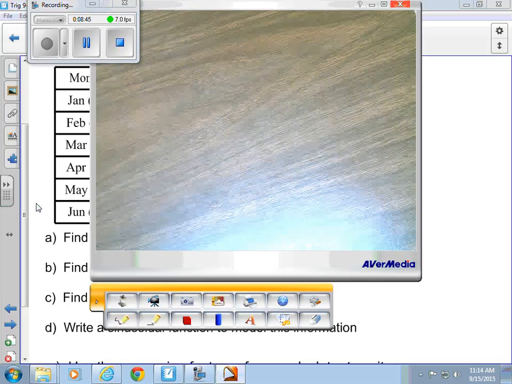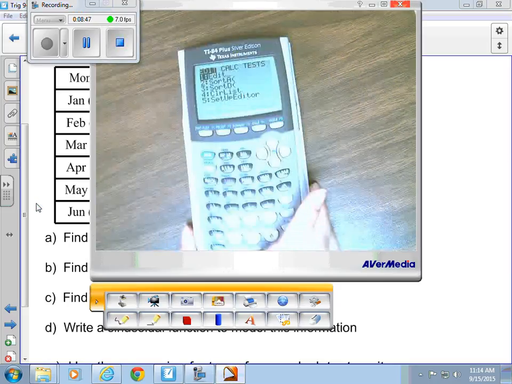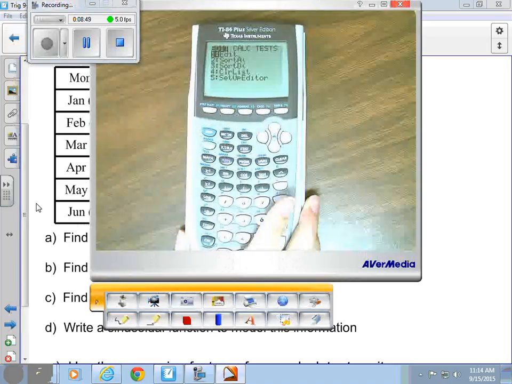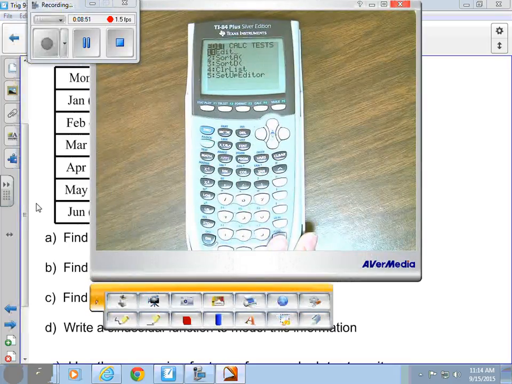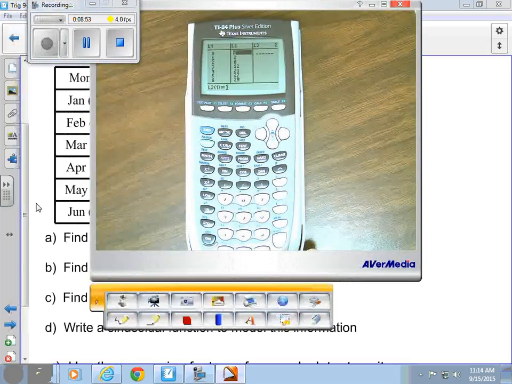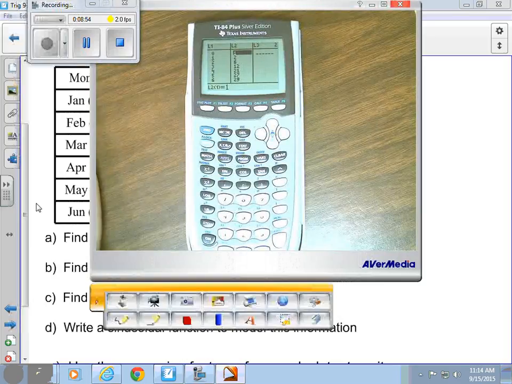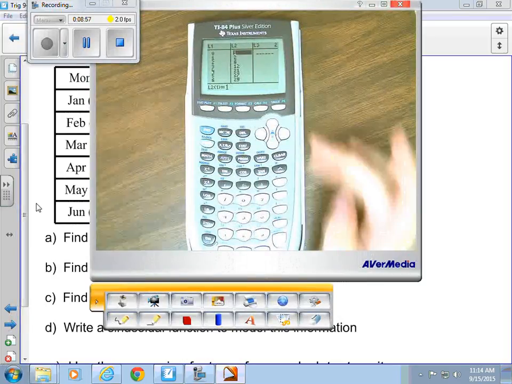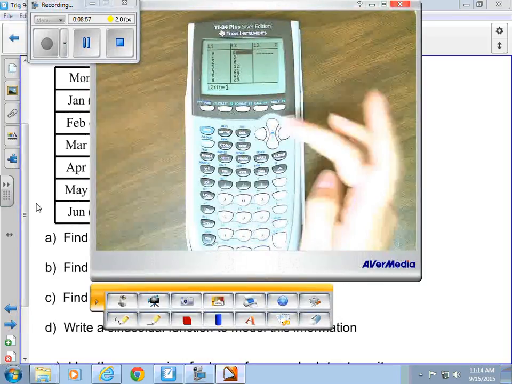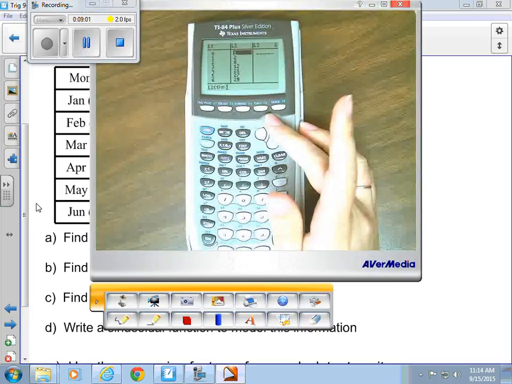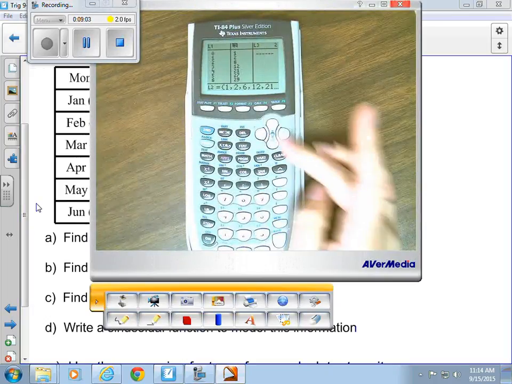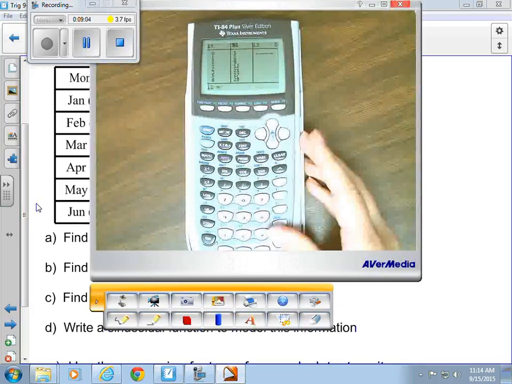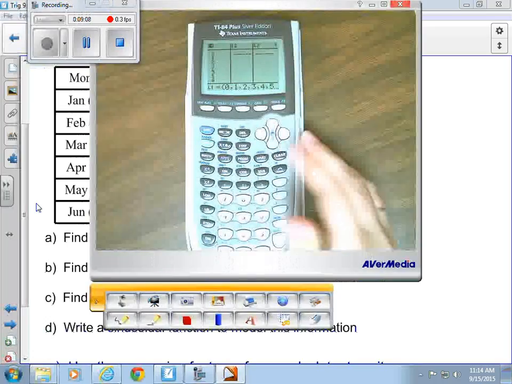In your calculator, push the Stat button, and then push Edit, which brings up your list. Go up to your L2. Be very careful when you do this and listen very closely. Go up to L2 and push the Clear button. Don't push Delete, push Clear. Go up to L1 and do the same thing. So clear those lists out.